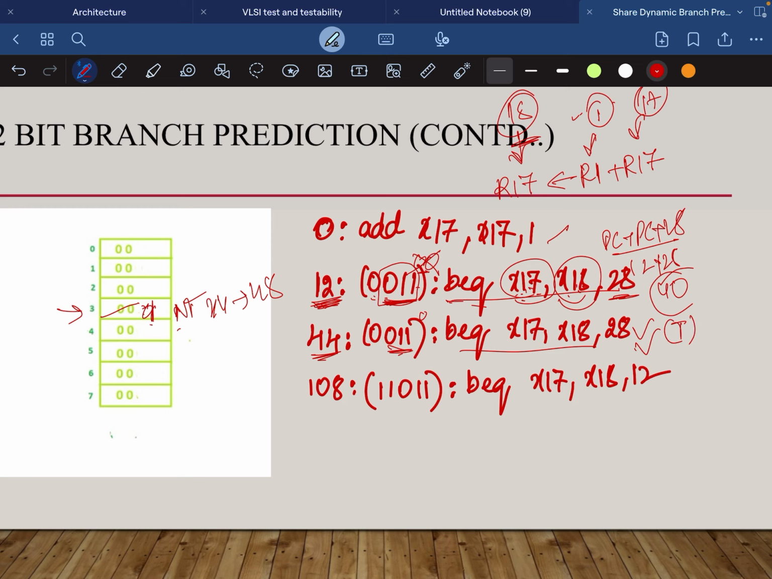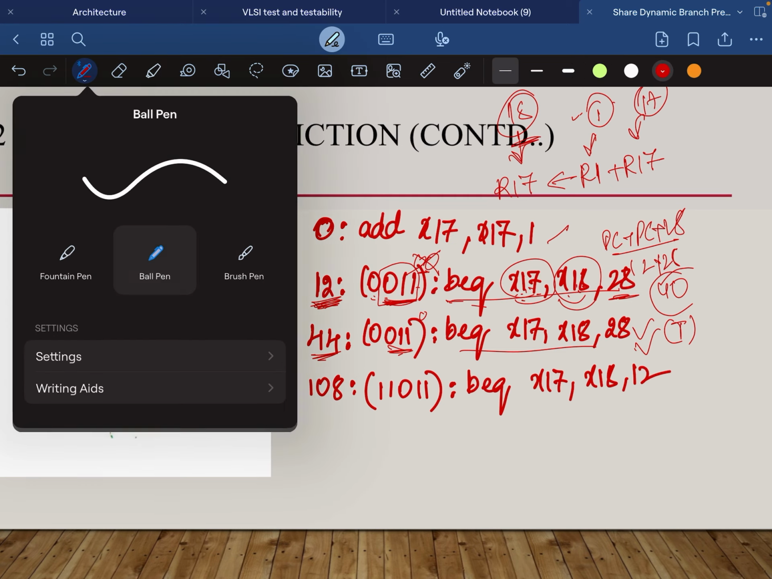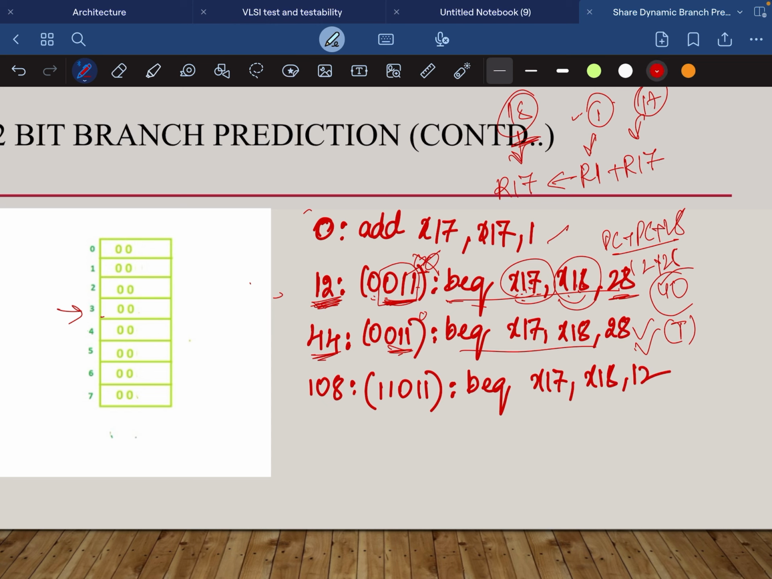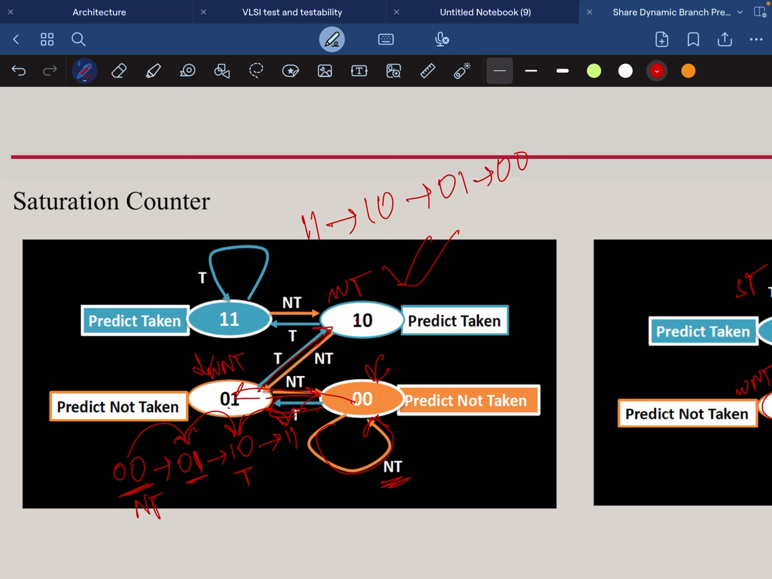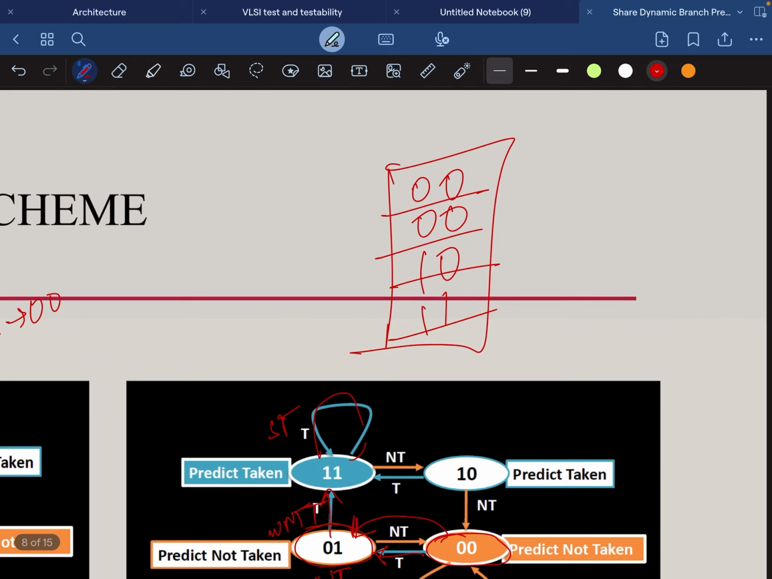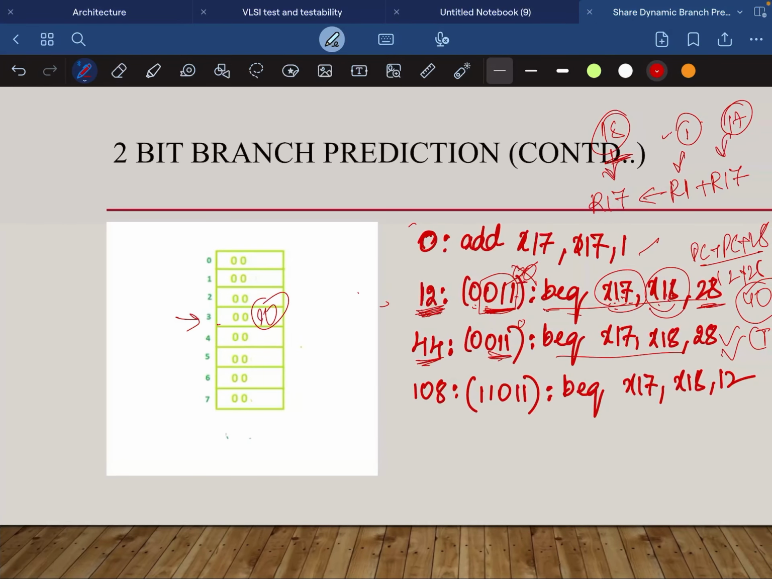So again, the branch history table is changed from 0, 1 to 1, 0, which is taken. As you can see in this table, we are in the state 0, 1. The predicted outcome is not taken, but the actual outcome is taken. So it moves from not taken to the weakly taken state, 1, 0. So the entry in the branch history table changes from 0, 1 to 1, 0. And then let us suppose the 108th location, whose address is this.